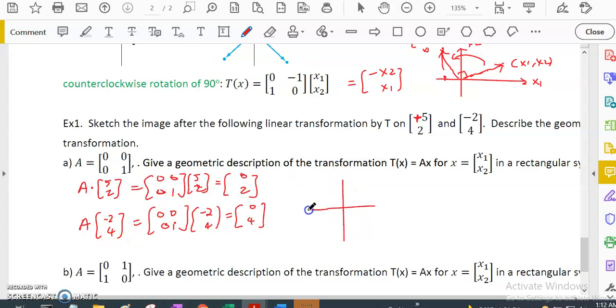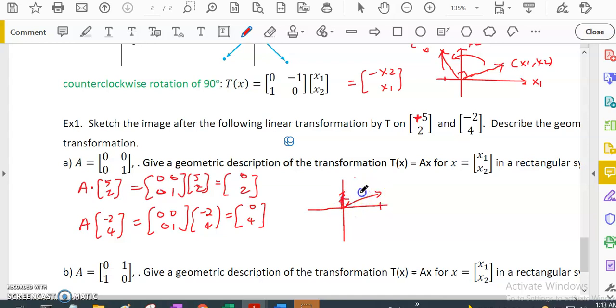So let's see. Originally, the vector was 2, 5, right? It's over here. What does it change? It changed into 0. No, it's 5, 2. This is wrong. Not 2, 5. But 5, 2. So it's a vector is like this. And then what is the image? The image becomes 0, 2. So that means don't go left and right, but here. So this is the answer.